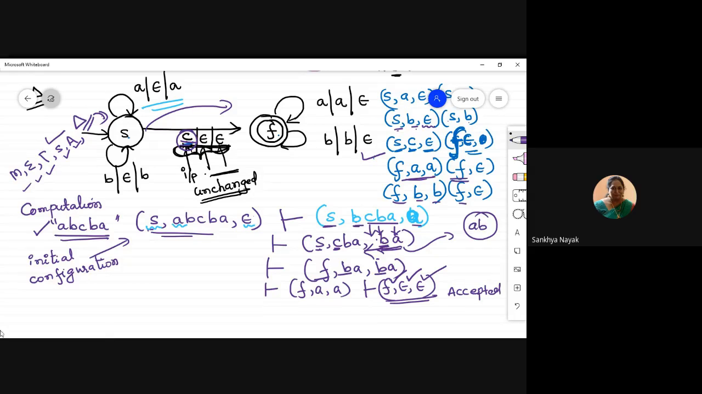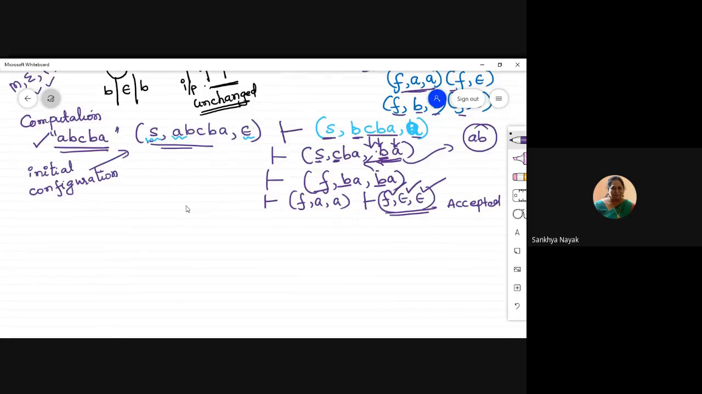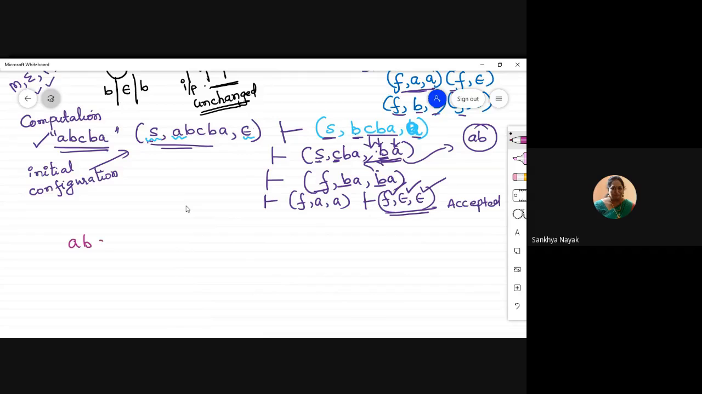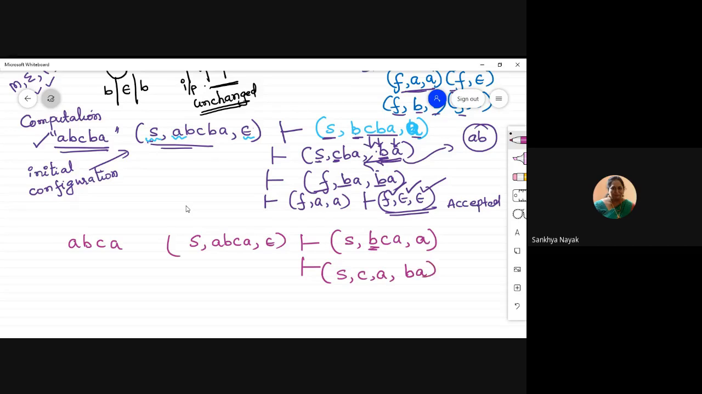Now let us write a computation to reject. So to reject, let us take ABCA. So starting state, ABCA and epsilon. First you will push it. So what is left? BCA and you pushed A, right? Next you get B, so you push that also, correct? Till you get a C, we always push it. Again, remember what you push last should come towards the left end. The representation is like that.